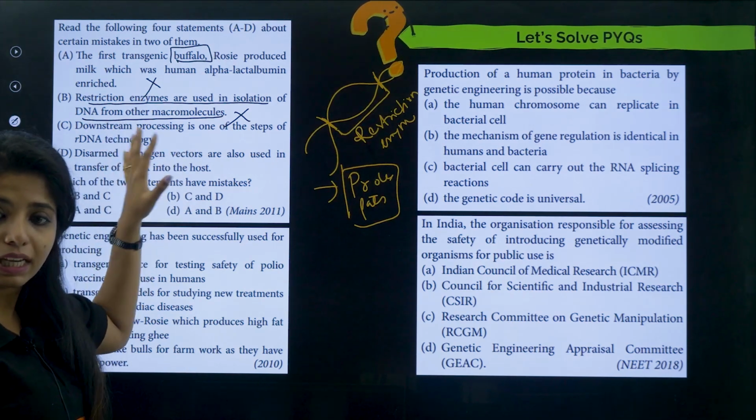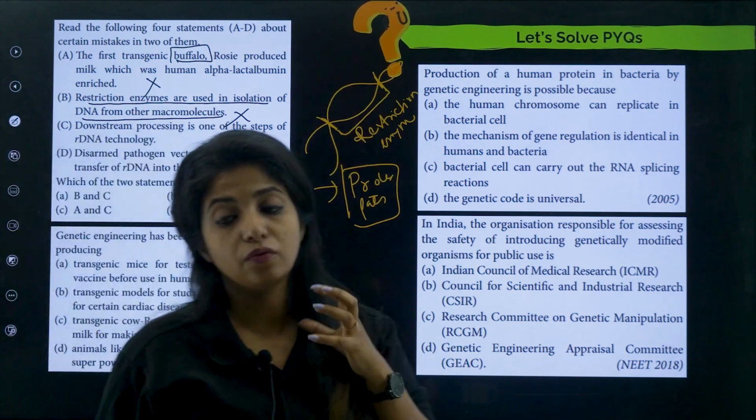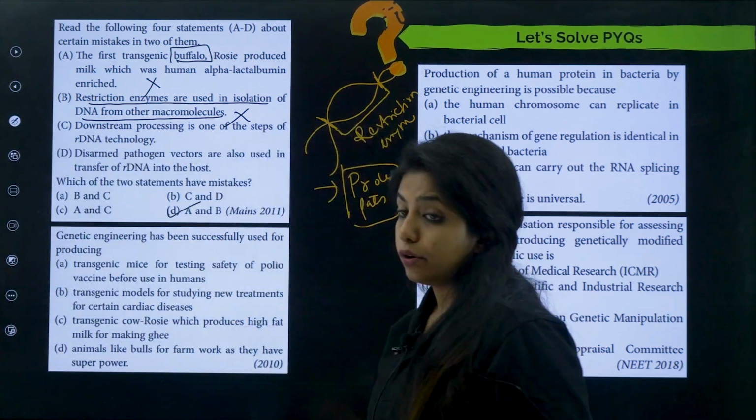Downstream processing, yes, it's a step of our DNA technology. Disarmed pathogens, yes, they are also used as a vector which carries the recombinant DNA. So A and B become wrong.